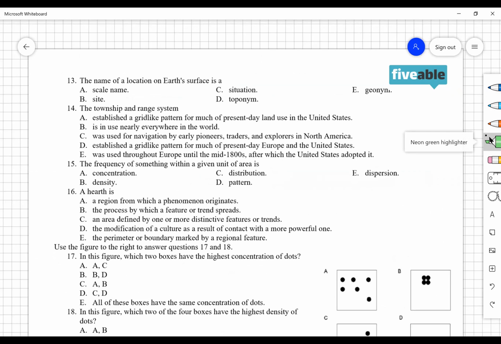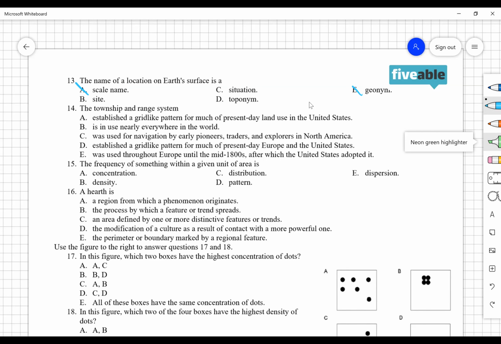The name of a location on Earth's surface is. Does anyone know the answer to this? While you guys are thinking of it, you can just put the letter in the chat real quick. I'm just going to kind of work through this. So basically, there are some things that we can just probably eliminate off the bat because they don't really even exist. So scale name. Scales of analysis is a concept in Unit 1, but there's no such thing as a scale name. So I'm going to eliminate that one. A geonym is not a thing.